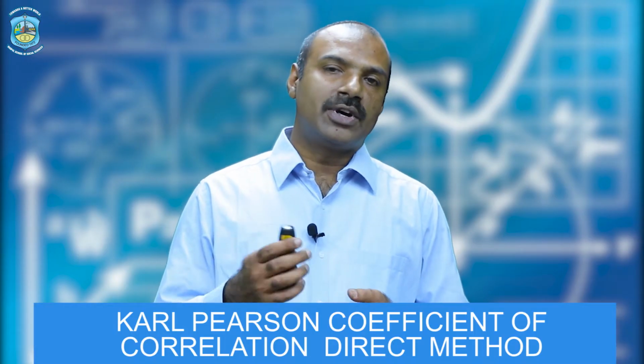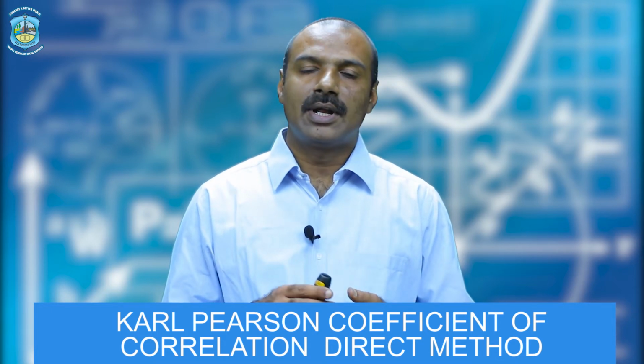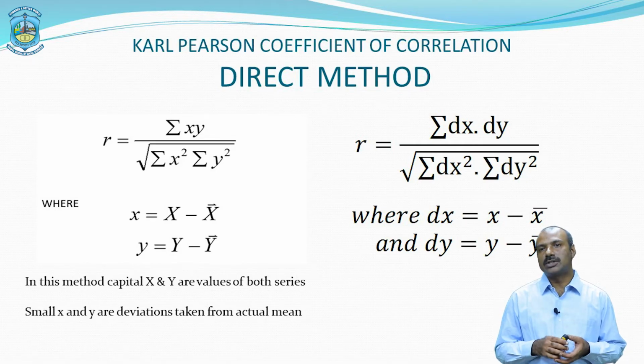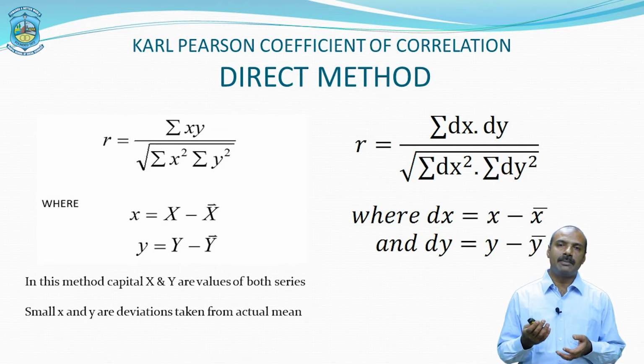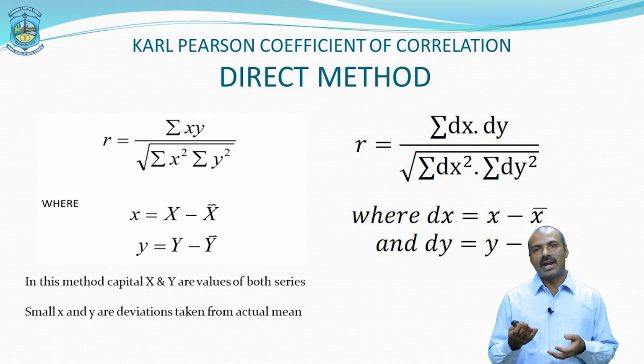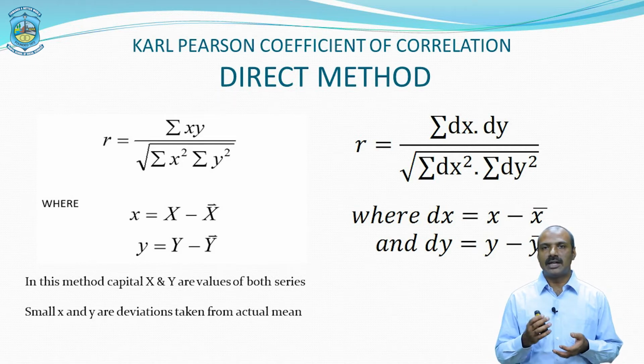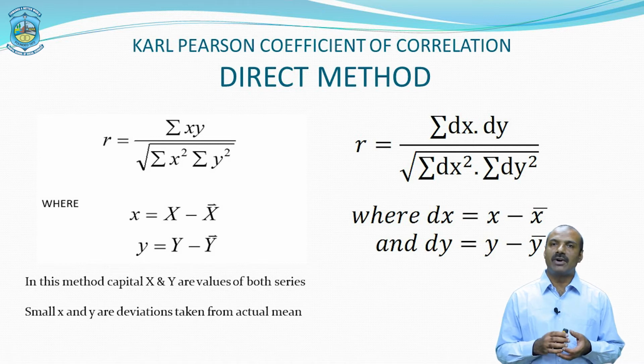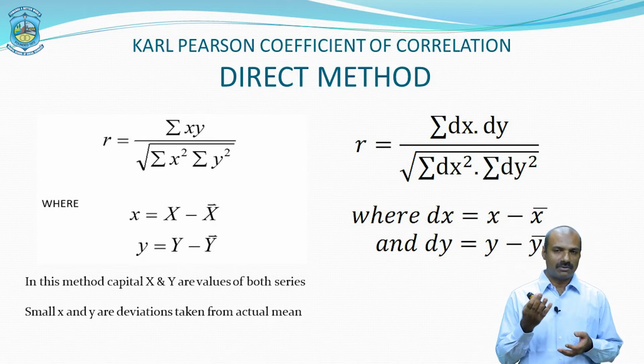So we are moving to the first method, that is, the direct method. The formula is r equals summation xy divided by the square root of summation x square into summation y square, where x is x minus x bar, that is, the deviation taken from the actual mean of the x series. Similarly, y is y minus y bar, where y bar is the arithmetic mean of the y series, so we have to subtract the value of y bar from all the values of y.